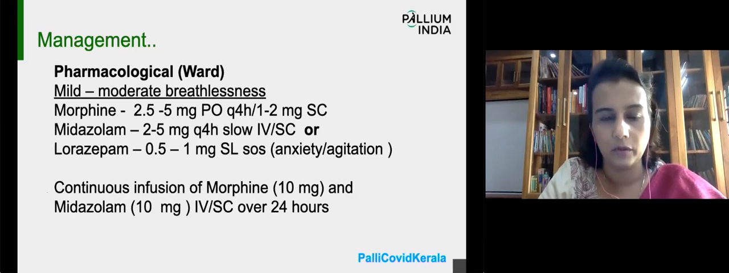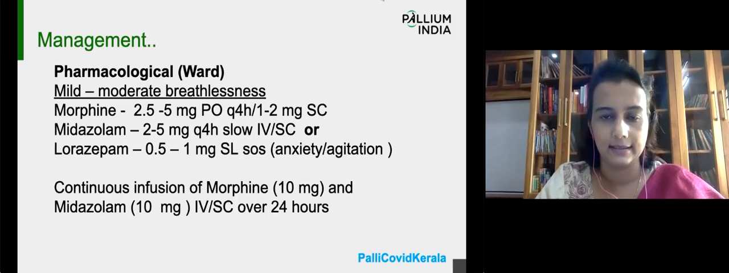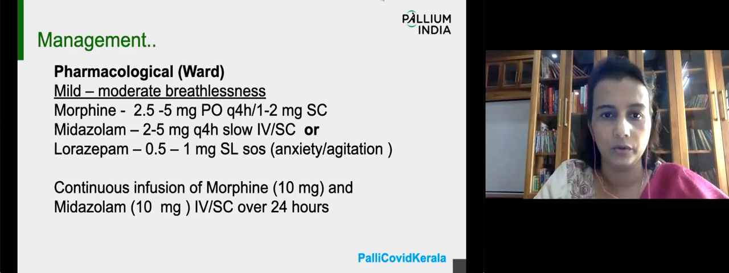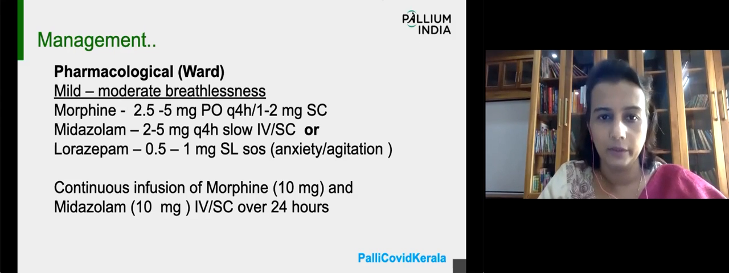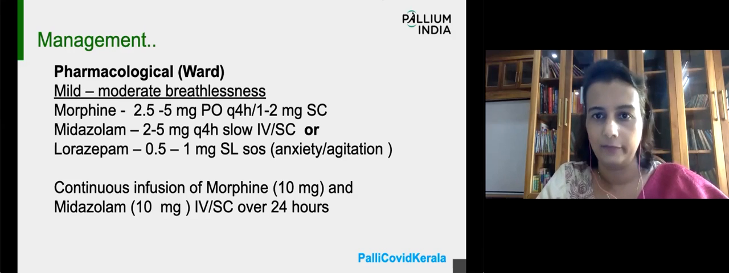Then moving on to the pharmacological management. And here again, we have to divide that into patients in the ward and patients in the ICU. So the mainstay of pharmacological management is low dose morphine. In the ward, the doses that we give is of oral morphine. You can start with 2.5 to 5 milligram orally every 4 hours, or if a subcut or IV route is available, we can give 1 to 2 milligram subcut or IV every 4 hours.